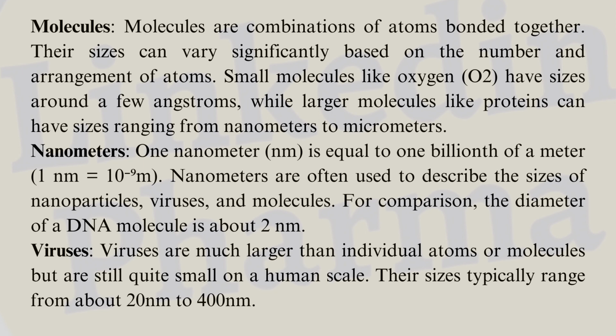3. Nanometers. 1 nanometer is equal to 1 billionth of a meter, 1 nanometer equals 10 to the power of negative 9 meter. Nanometers are often used to describe the sizes of nanoparticles, viruses, and molecules. For comparison, the diameter of a DNA molecule is about 2 nanometers.